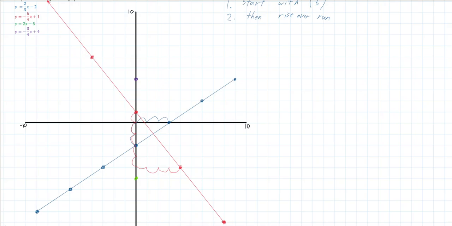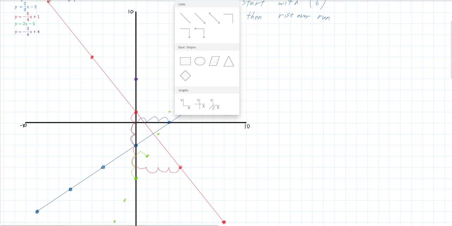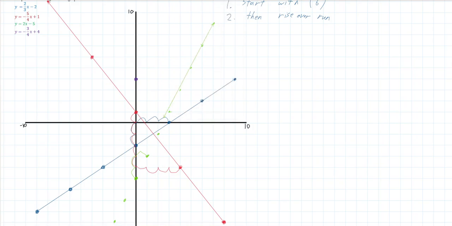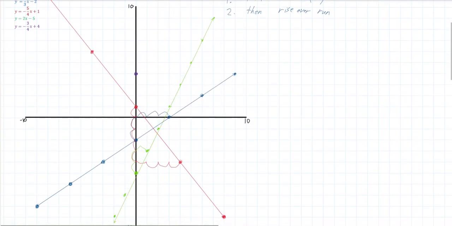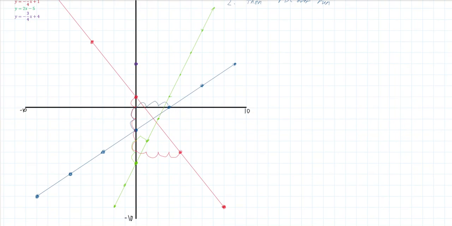Now for the green one, we're starting again at the -5, and we're going to go up by 2, over by 1. So up 2, over by 1, up 2, over by 1, and you can just quickly put all of those points down. And you can do it in reverse as well, right? So now we can draw the line, and it'll look something like that.